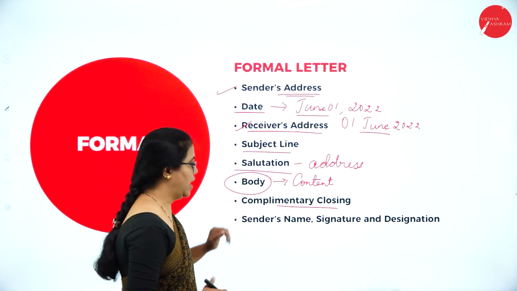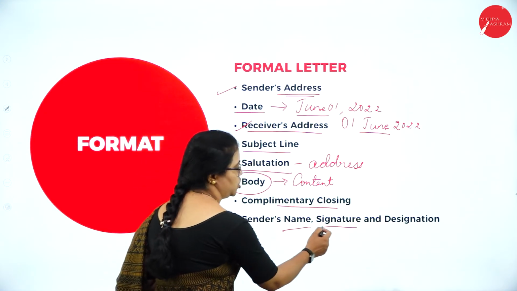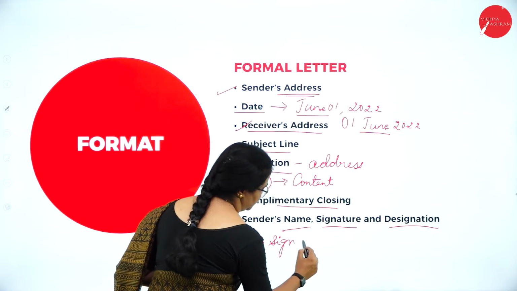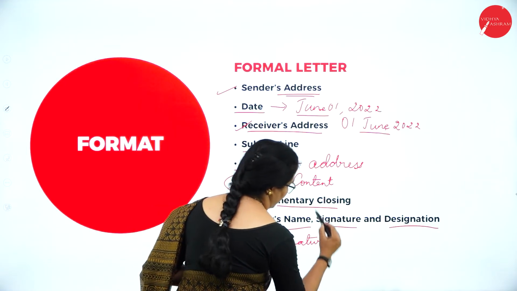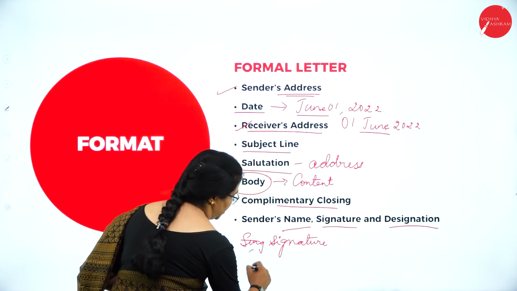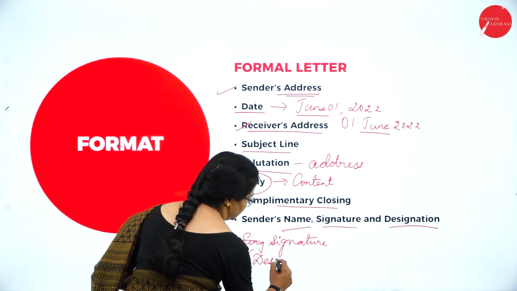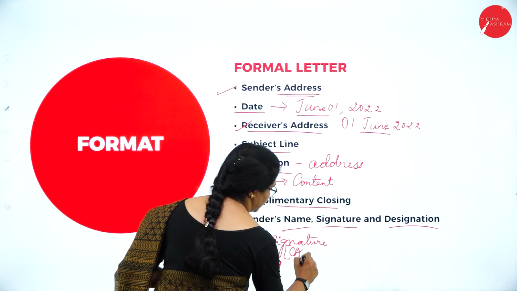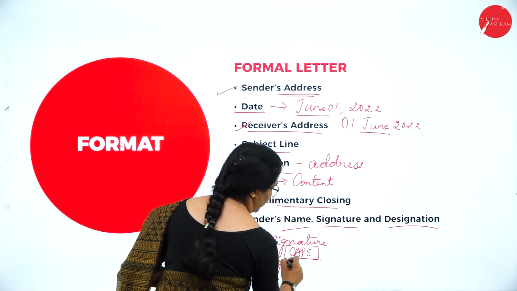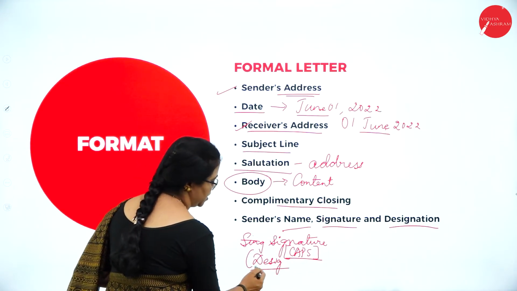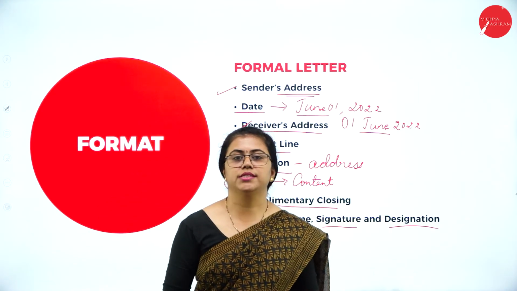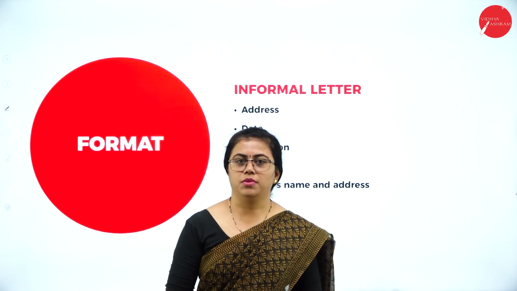At last, we have the sender's name, signature and designation. First the signature will come, then comes the designation along with the name. The name you can write in caps, in uppercase, and then comes the designation, the post you hold. So this is the format of a formal letter.